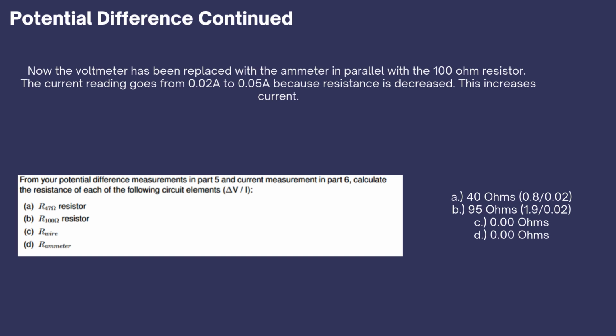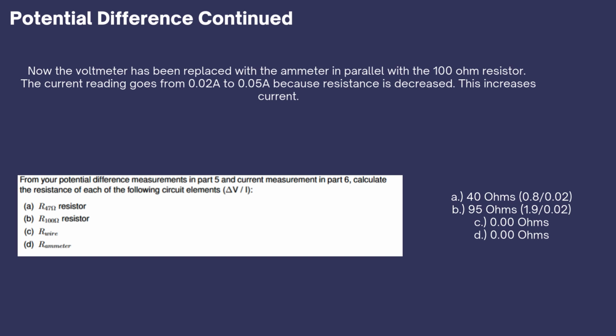We now have the voltmeter replaced with the ammeter in parallel with the 100 ohm resistor. The current reading went from 0.02 amps to 0.05 amps because the resistance decreased. And when the resistance is decreased, the current then increases. And then we found the potential difference based on some measurements we got in earlier parts.